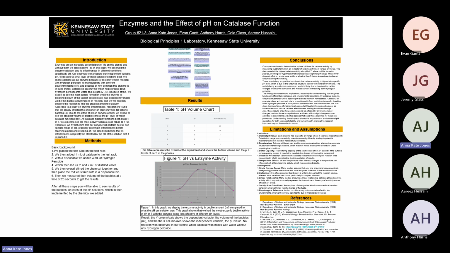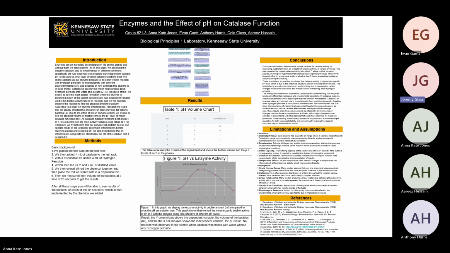As research has shown catalase to be most effective at a pH of 7, we hypothesize that the reaction activity will grow as pH levels rise to this point and then begin to drop off as our solutions leave the optimal pH range. Basic background information for methods.